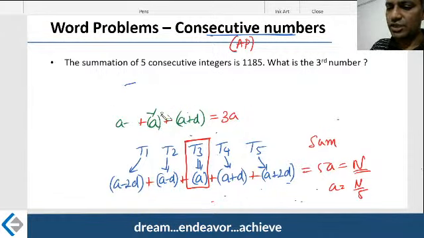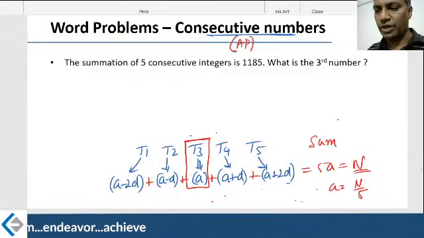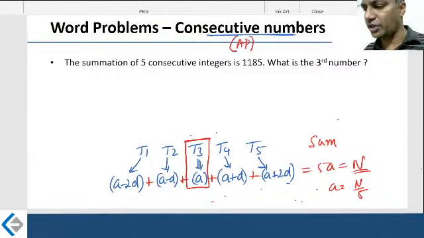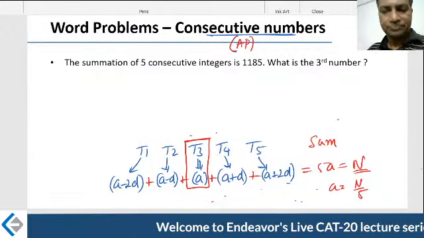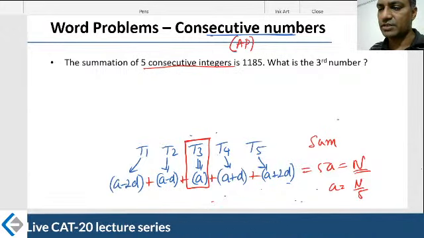All right, I guess all of you understood this. Very simple illustration. I covered the very basic parts of the arithmetic progression in about 7-8 minutes. Let's take a look at this question. The summation of 5 consecutive integers, I already told you, 5 consecutive. Consecutive means they are in AP. Of course, they are in AP.